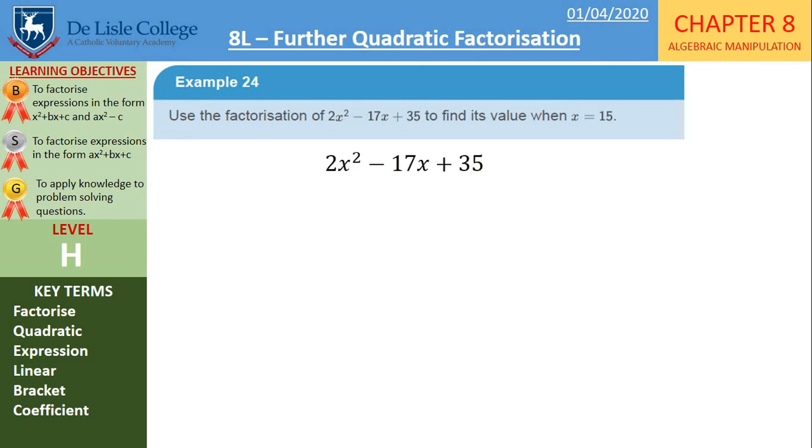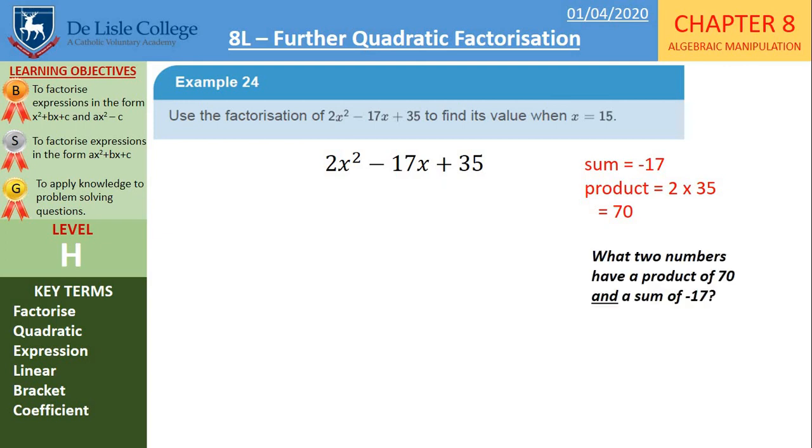So let's factorise this. So the sum has to be negative 17 and the product is going to be 70. That's fairly straightforward. So our two numbers have a product of 70 and a sum of negative 17. That is going to be negative 7 and negative 10. Splitting the middle term and then put your dotted line down the middle.